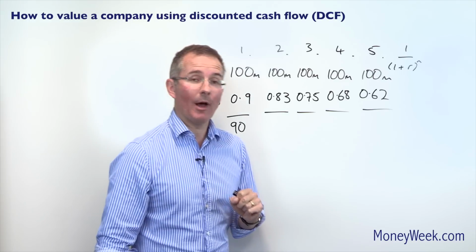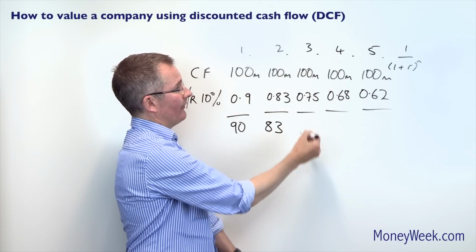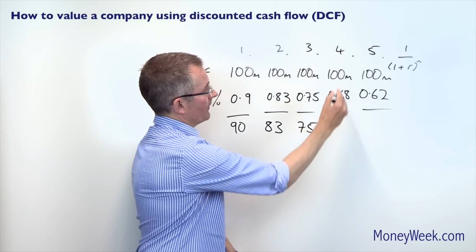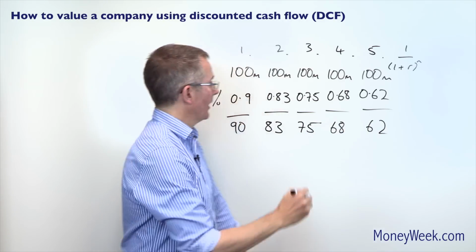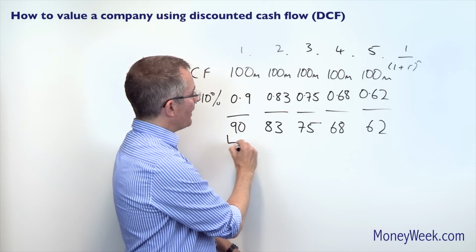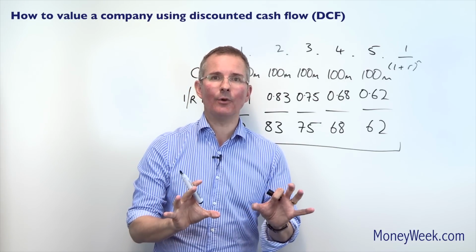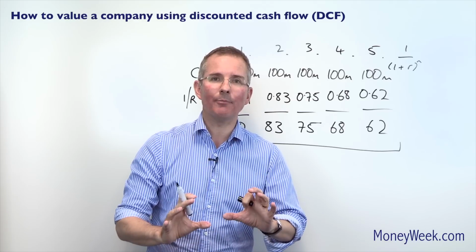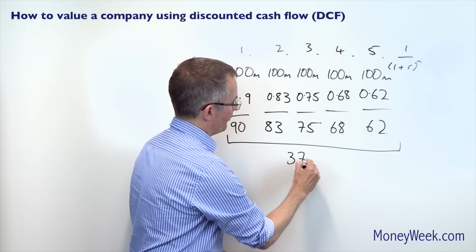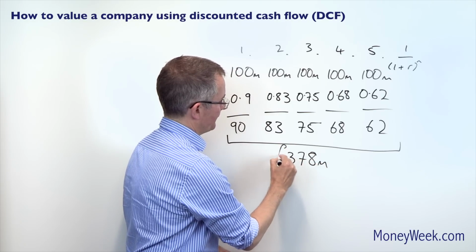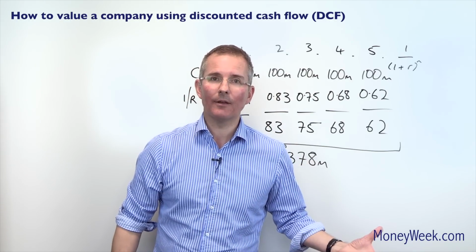I'll explain where I got that from in a moment, but it would reduce the second year's cash flow to more like 83. This is simply multiplying these out. 75, 68, and 62, all in millions, all in sterling, all right? And that means adding them all together, the, wait for the techie phrase here, net present value of those 5 years' cash flows in today's money, if interest rates are 10%, is roughly 378 million, not 500 million, which is what you get if you just added them all together, okay?